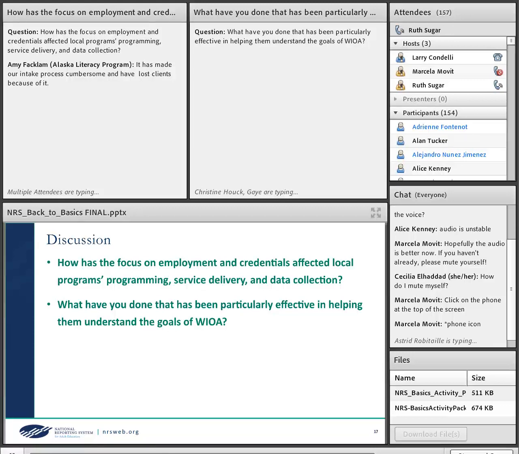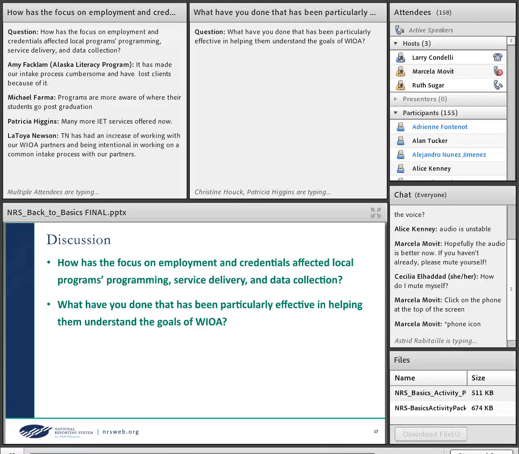So from Amy, she said it's made our intake process cumbersome, and they've lost some clients because of it. So maybe people have some recommendations on how they're doing intake that could help Amy have a more streamlined process, so it's not going to prevent people from engaging in the program. Programs are more aware of where their students go post-graduation. Okay, so they're sort of seeing what the impact of programming is and able to follow them.